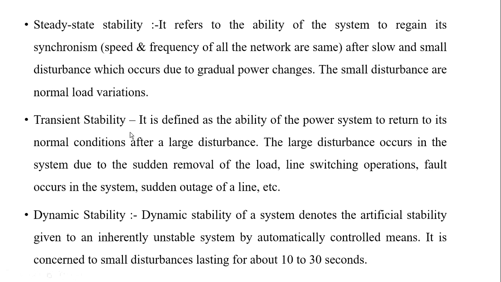Now, what is transient stability? In transient stability, the system is subjected to a large disturbance. If the system regains its stability even after a large disturbance, then the system is said to be transiently stable. That is, it is defined as the ability of the system to return to its normal condition after a large disturbance. What are the large disturbances occurring in the power system? They are sudden removal of load, line switching operations, faults occurring in the system, and sudden outage of lines. These are examples of large disturbances occurring in the power system. Examples of small disturbances are normal load variations.